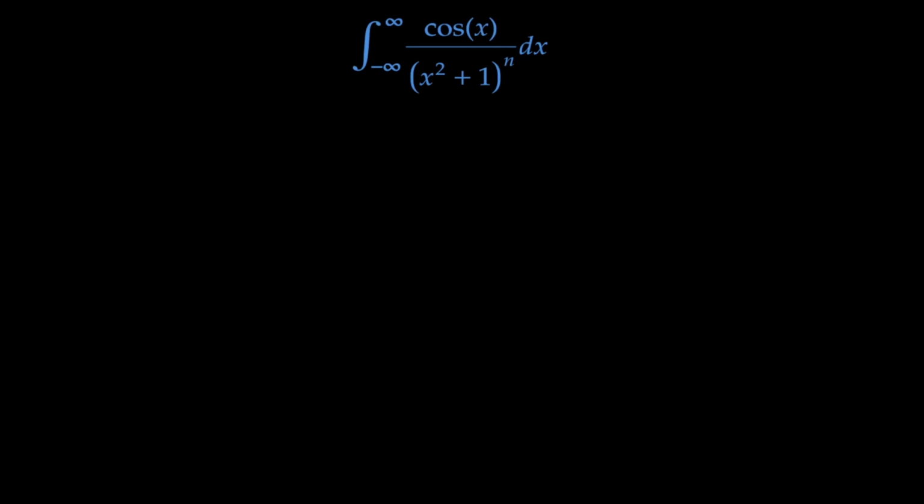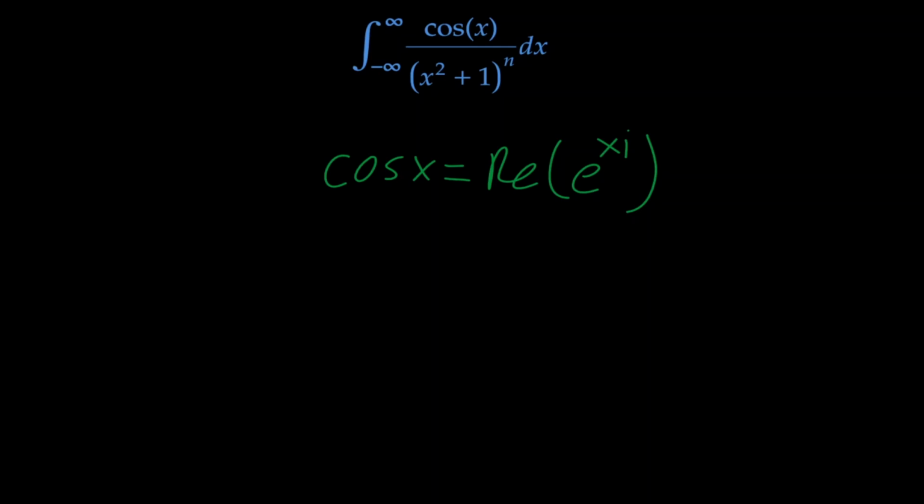And in this video, what I want to investigate is the integral over all real numbers of cosine of x divided by (x squared plus 1) to the n, with respect to x, of course. Let's get complex analysing. Note that cosine of x is equal to the real part of e to the xi.